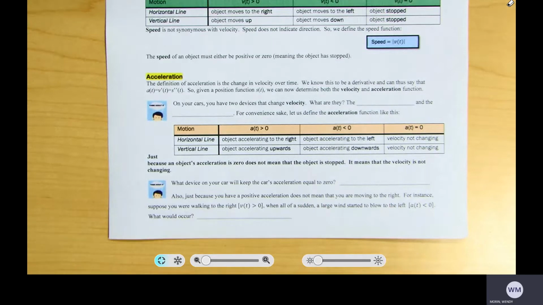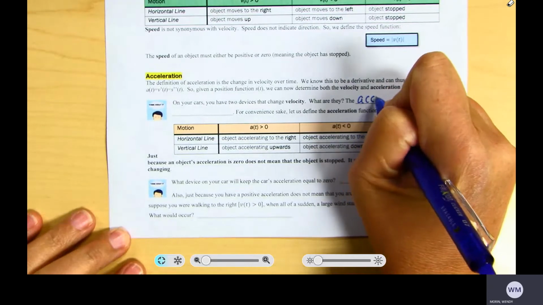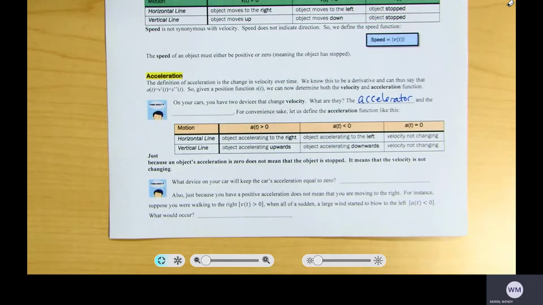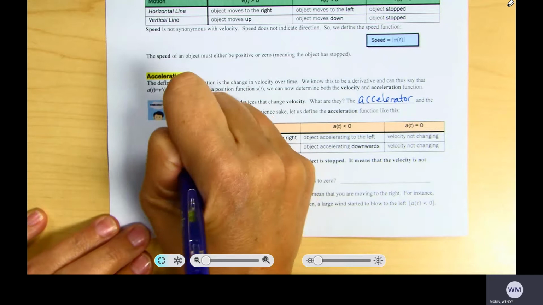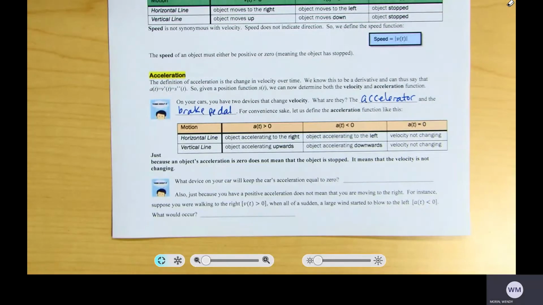All right, so you guys should be able to answer these if you've had physics. On your cars, you have two devices that change your velocity. What are they? Velocity is the change in position function over time. What changes your velocity? You have your accelerator. And what else? Brake pedal. Both of those devices will change your velocity.